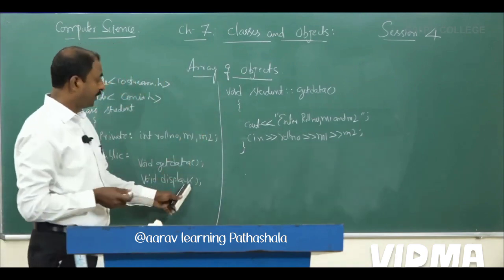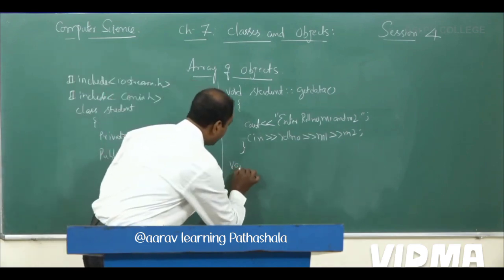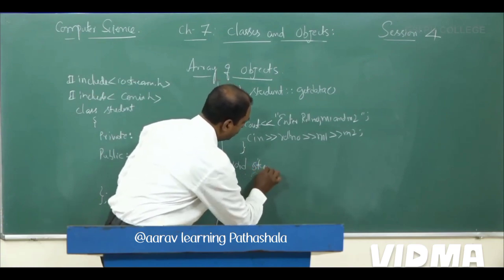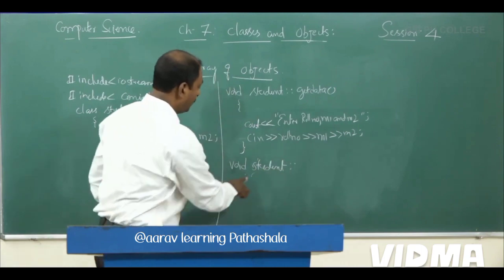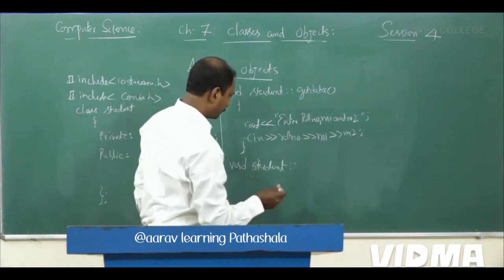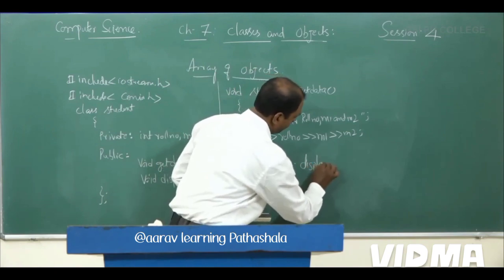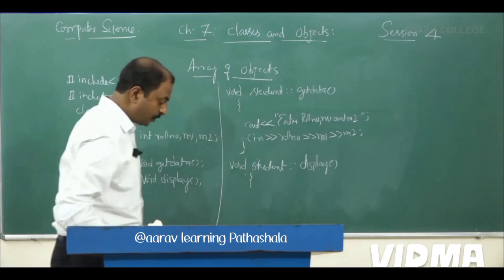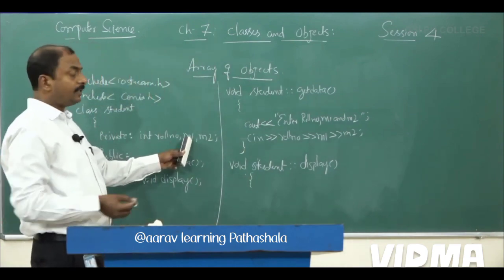Next, I have to write the function definition of display. I say void student, which is the name of the class, then the scope resolution operator, and here the function name is display. Here we are supposed to display the details: roll number, marks 1 and marks 2.